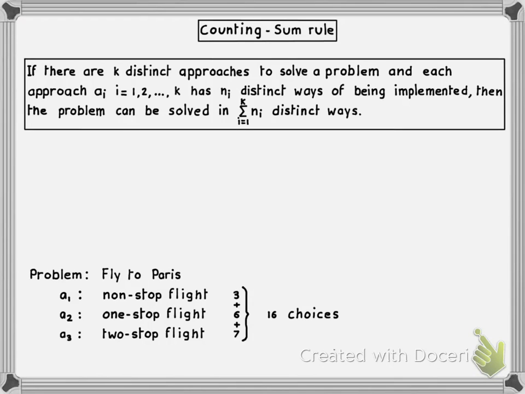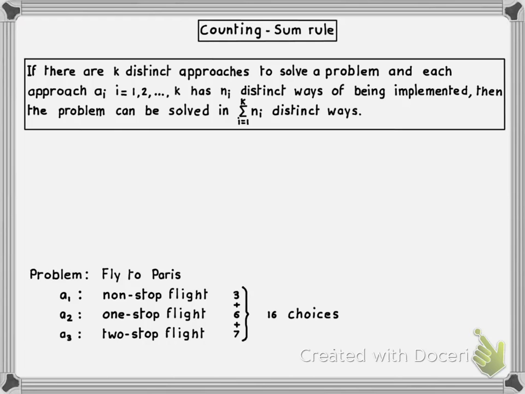So one important remark here about the sum rule is that the k approaches must be distinct, which means none of these ways of implementing the approaches must overlap. And of course, this is true in our problem because none of these 3 non-stop flights are one-stop flights or two-stop flights. In other words, these 3 sets of options do not overlap. They're completely separate and distinct. And that's built into the assumptions of the sum rule.